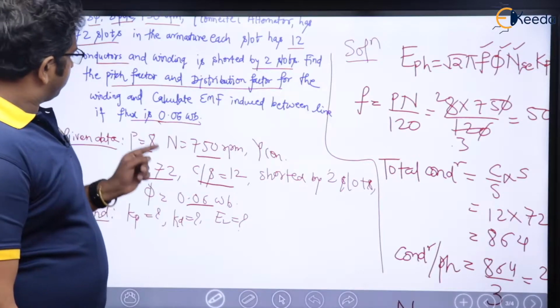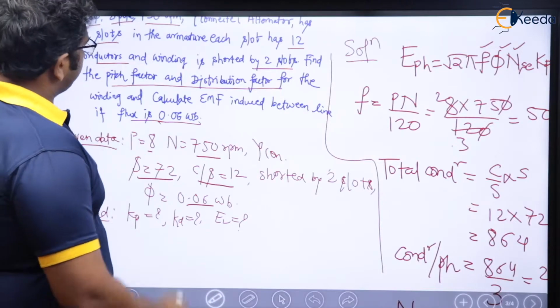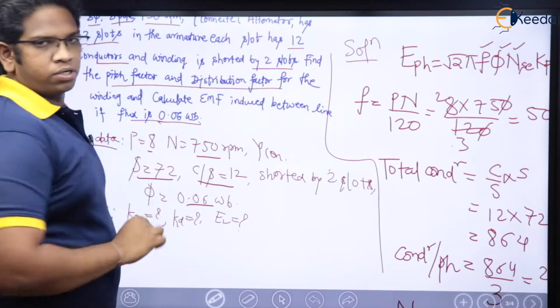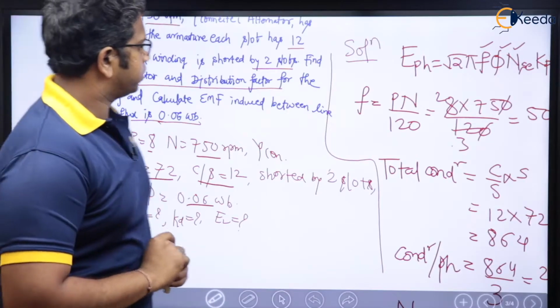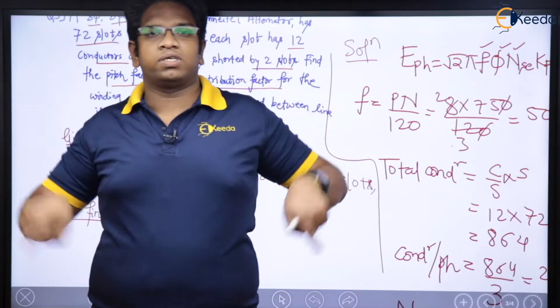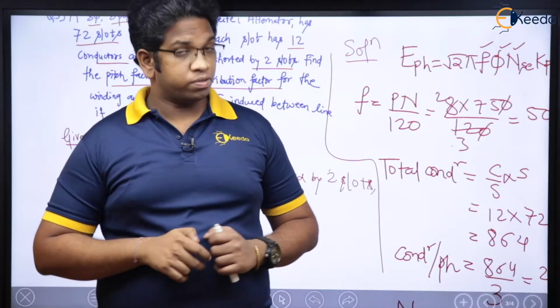If you see here, they have not at all mentioned epsilon. Rather, they said that the winding is shorted by 2 slots. Now, what is that, shorted by 2 slots? Let us see. Total number of slots are 72, out of which 2 slots will be short-pitched.